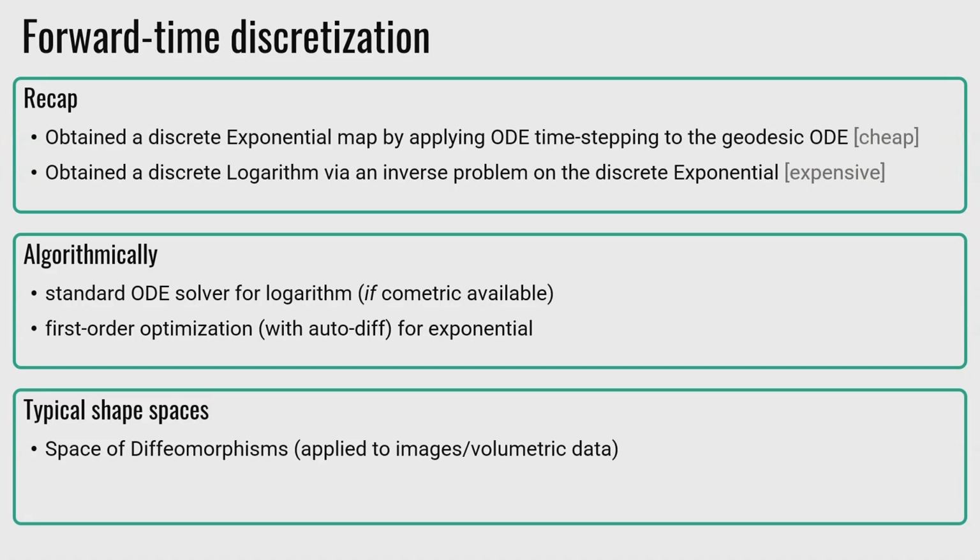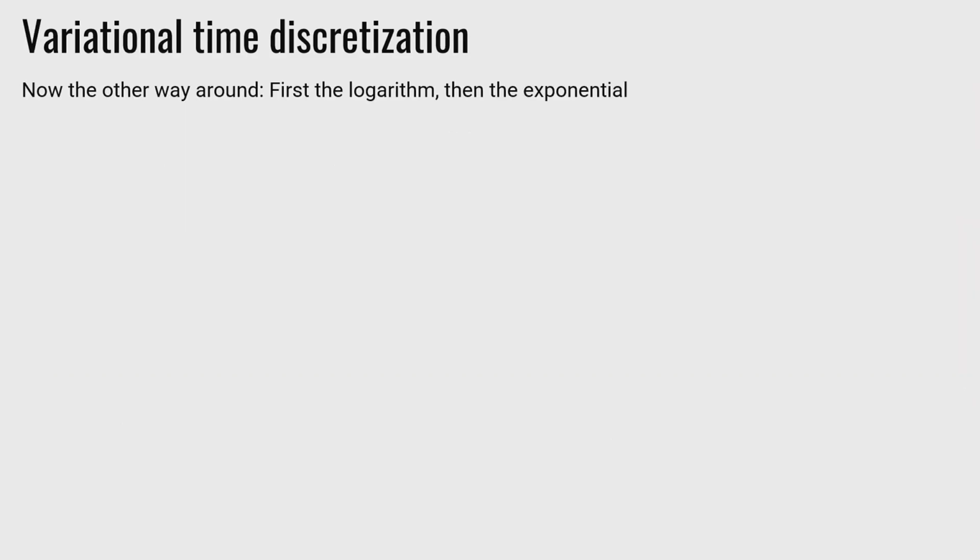And the typical shape space is what I told you before, the space of diffeomorphisms as it's applied to images and volumetric data, because the metric there is built such that they actually write down the co-metric instead of the metric. So the co-metric is the inverse of the metric, so they can do this kind of thing.